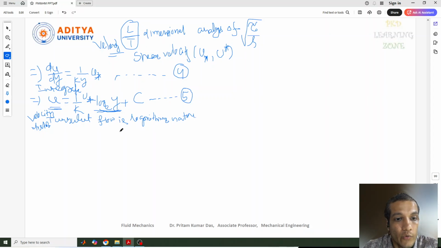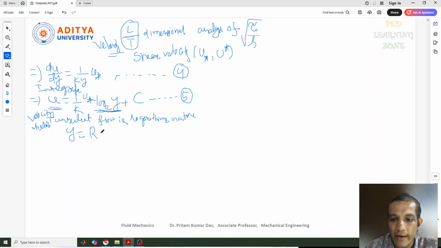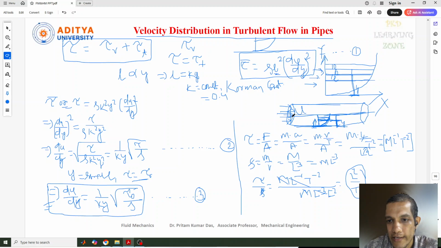Now this equation is not complete, as the constant of integration is there. To find out the constant of integration, we need to take the help of a boundary condition. Let's consider the boundary condition y equal to r, where r is the radius of the pipe. The total is the diameter, so the radius is this much height. We know that the velocity will be maximum at this point.